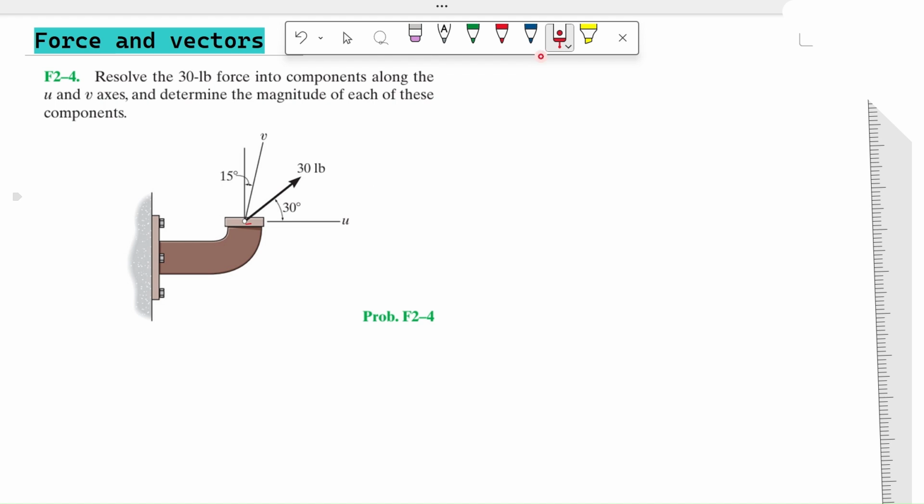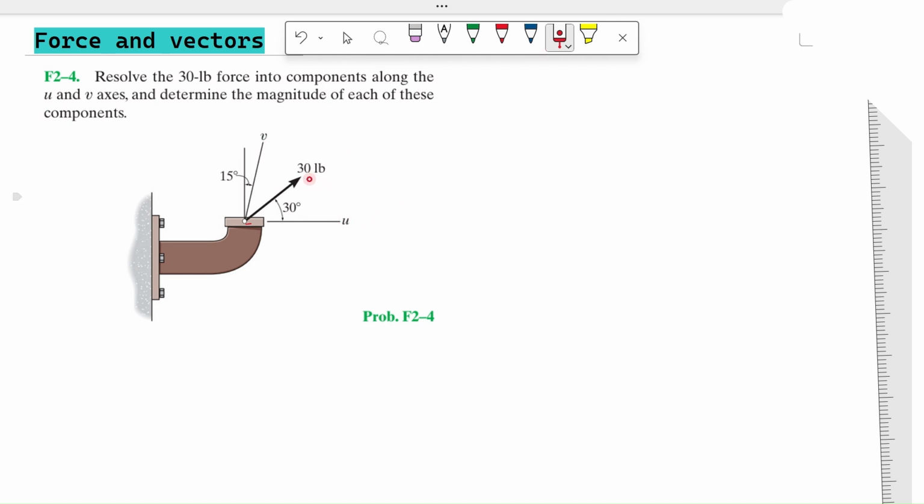So in this lecture, we will be learning how to solve a force along any axis. So here we have this U and V axis, and this V axis is 15-degree clockwise from this perfect vertical line, and we have this force acting 30-degree anti-clockwise, and its intensity is 30 pounds. So we will be resolving this force along U and V axis, which means we need to determine the FU and FV values.